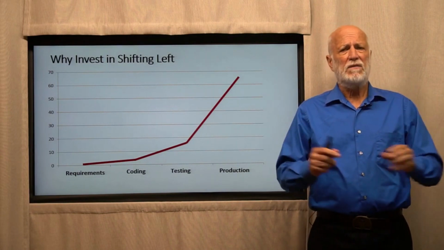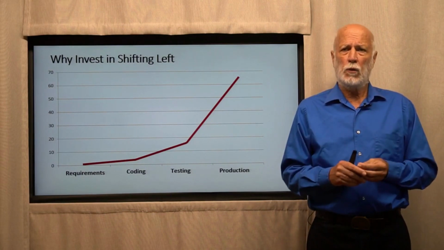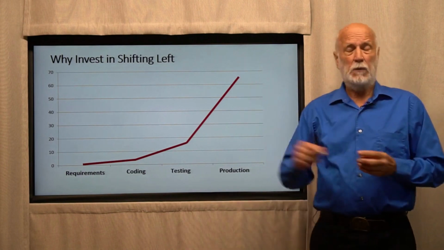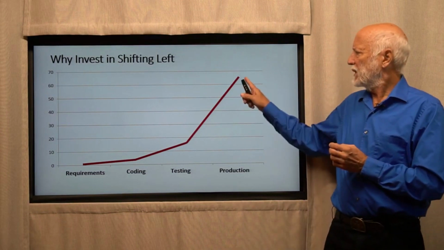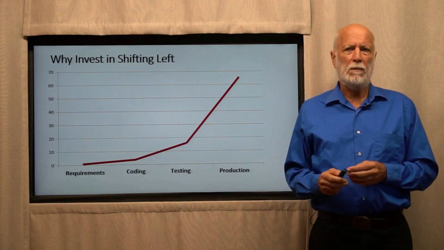Now, some places have actually done some measurements, and it doesn't matter really whether you're waterfall or agile. This was an agile place, and they realized that it was still like 250 times the effort of fixing an issue in production rather than fixing it at requirement time.